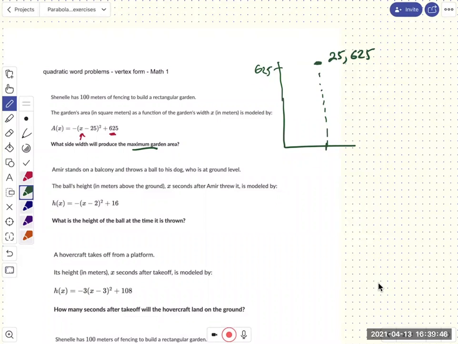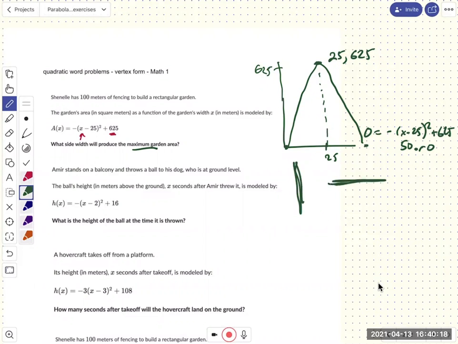Okay, so we could figure out the zeros and stuff, right? So we could say 0 equals minus x minus 25 squared plus 625. But that, for example, would just be 50 or 0. And so we have it here, right? So 0, 50. So this is like a problem that we had, which says that if you use up none of it, so you make one that's like this with no space, or like this, then you don't get anything. So it's that square that's the optimal.